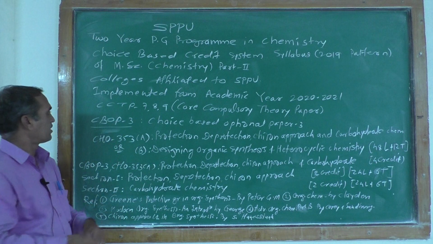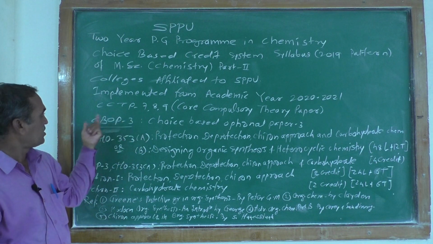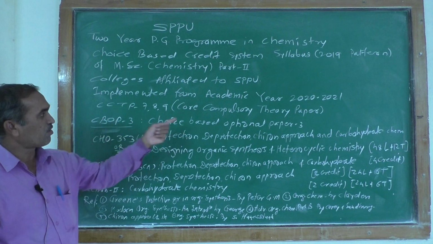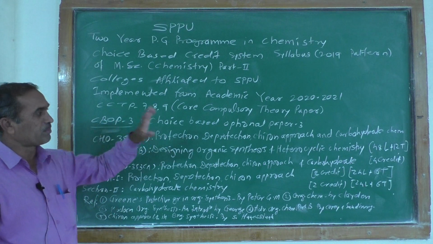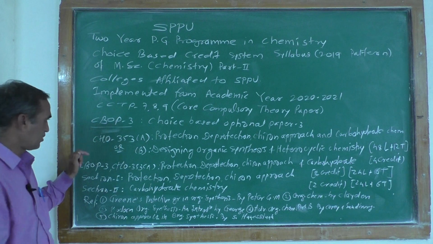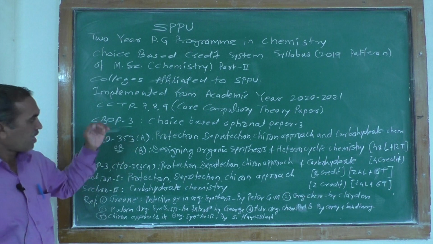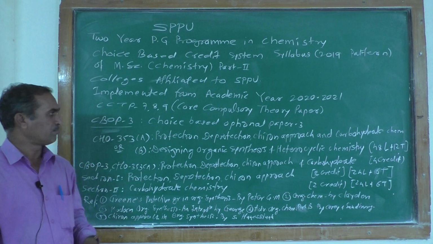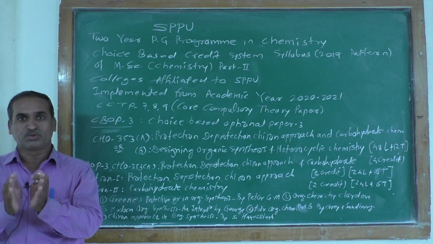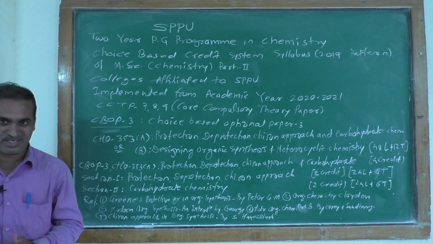Now look here at CBOP3. What does CBOP3 mean? C stands for choice, B for base, O for optional, and P for paper, the third paper. The old course code is CHO 353. Now this year it is an optional subject, choice based. So you have to choose, and there are two choices, A and B.